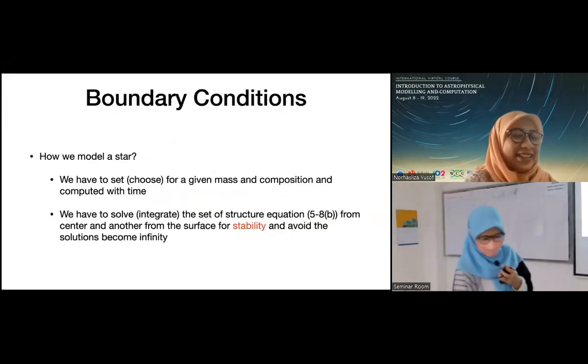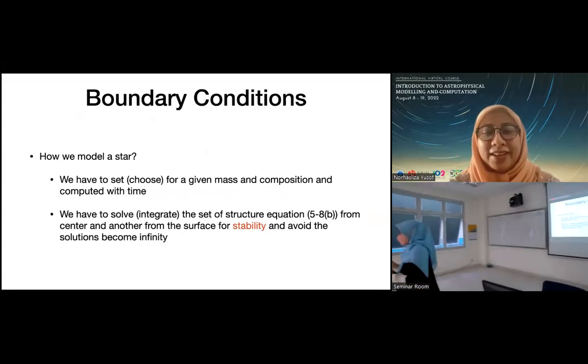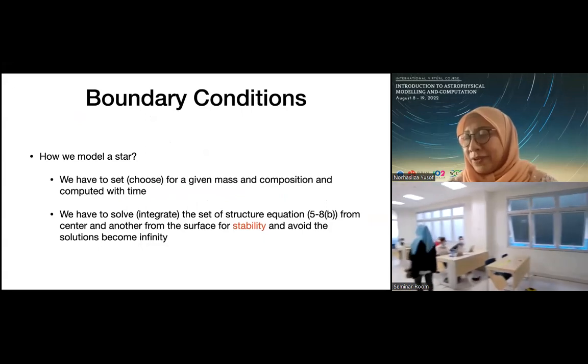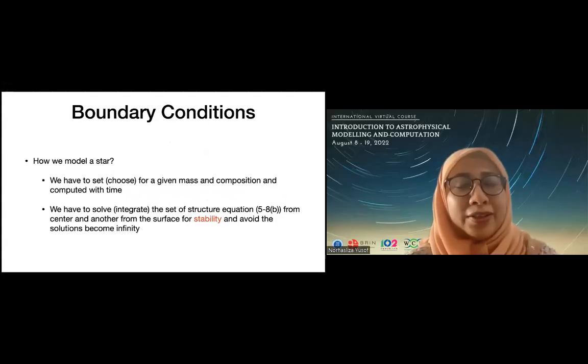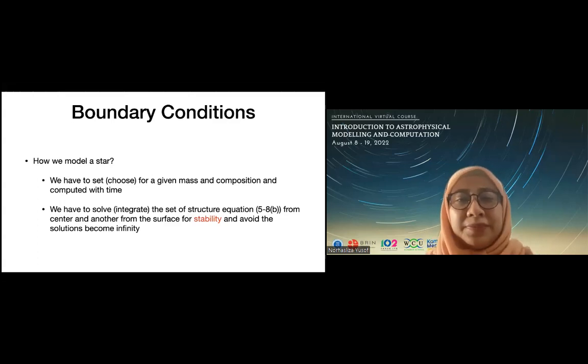Okay, so now we are moving into what we call the boundary condition. Since I assume that all of you have listened to the numerical lecture in the last few days, I hope that you can at least grab some information on why we need to study numerical techniques in order to calculate boundary conditions. So how do we model a star? In order to model a star, we have to set a given mass and composition, and then compute with time.